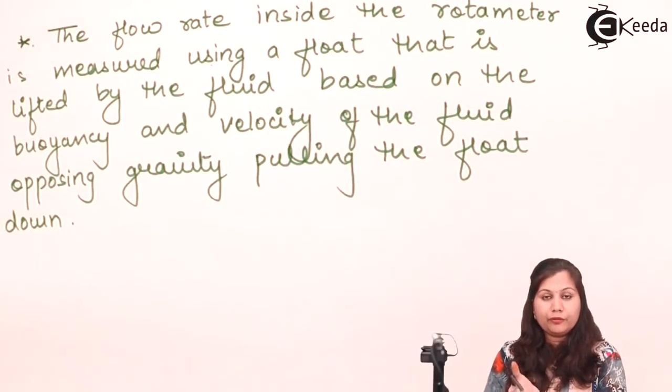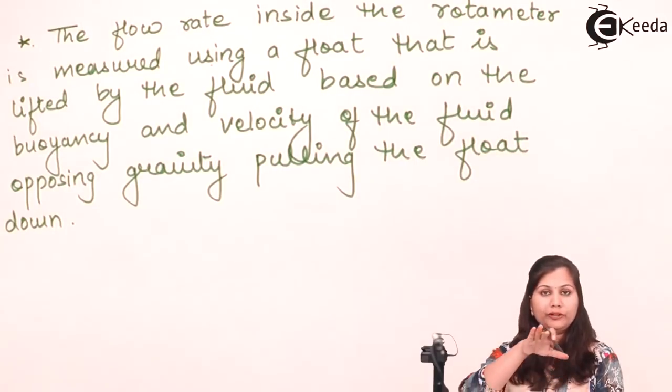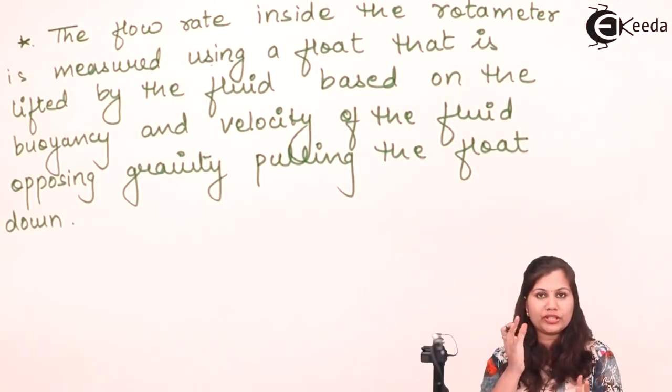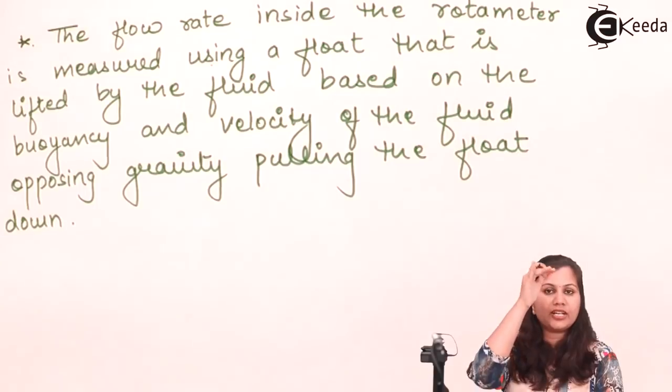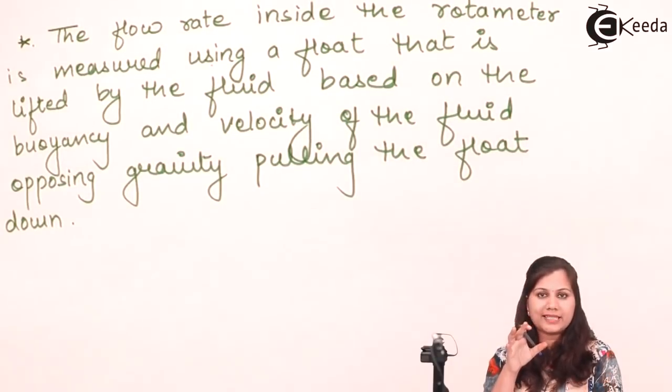Now the float is rising up in the tube, so on this float two forces are acting. One is gravity, acting in the downward direction and pulling the float down, but the fluid flow is trying to raise up the float. So two forces are acting, one in the upward direction and one in the downward direction. At the position where both these forces are equal, the float comes to a steady state.